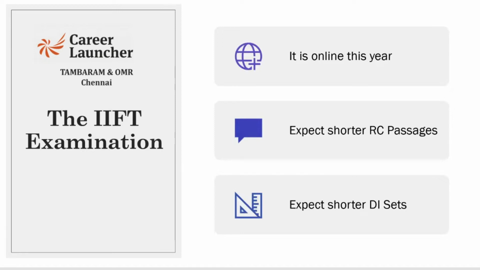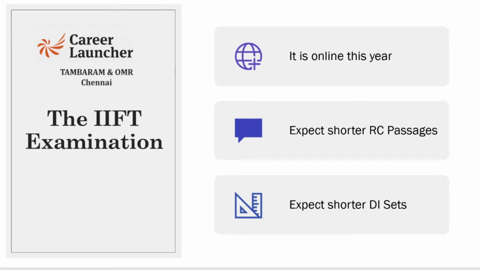Okay, so the first thing that we will keep in mind here is it's an online exam this year, unlike all the other years where it had been a paper-based exam. So a few things to keep in mind with an online exam: expect shorter RC passages, and probably shorter DI sets as compared to previous IIFT papers. The rest, the look and feel, should remain the same because TCS iON is going to conduct this exam for IIFT as well. So probably it's going to have the same interface as the CAT examination itself, with a bit of changes here and there, right?